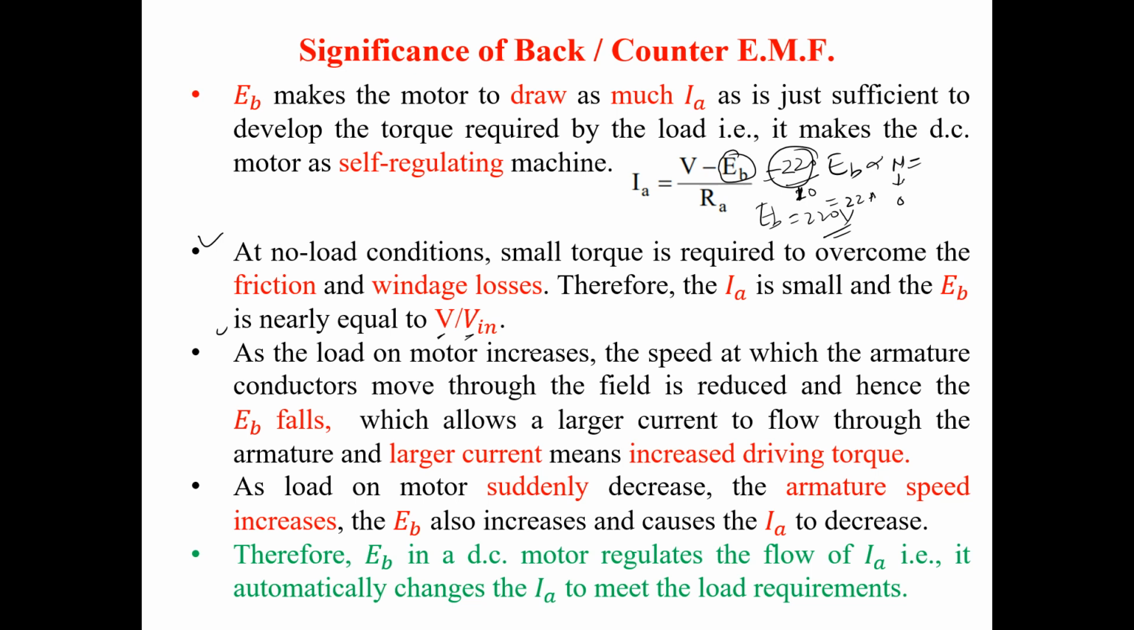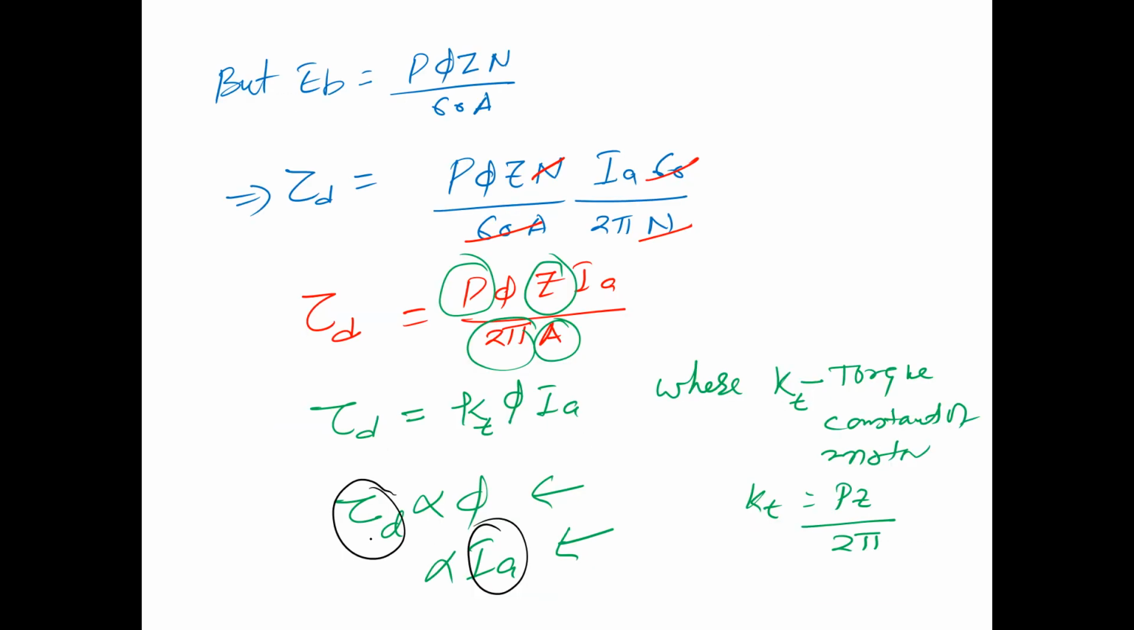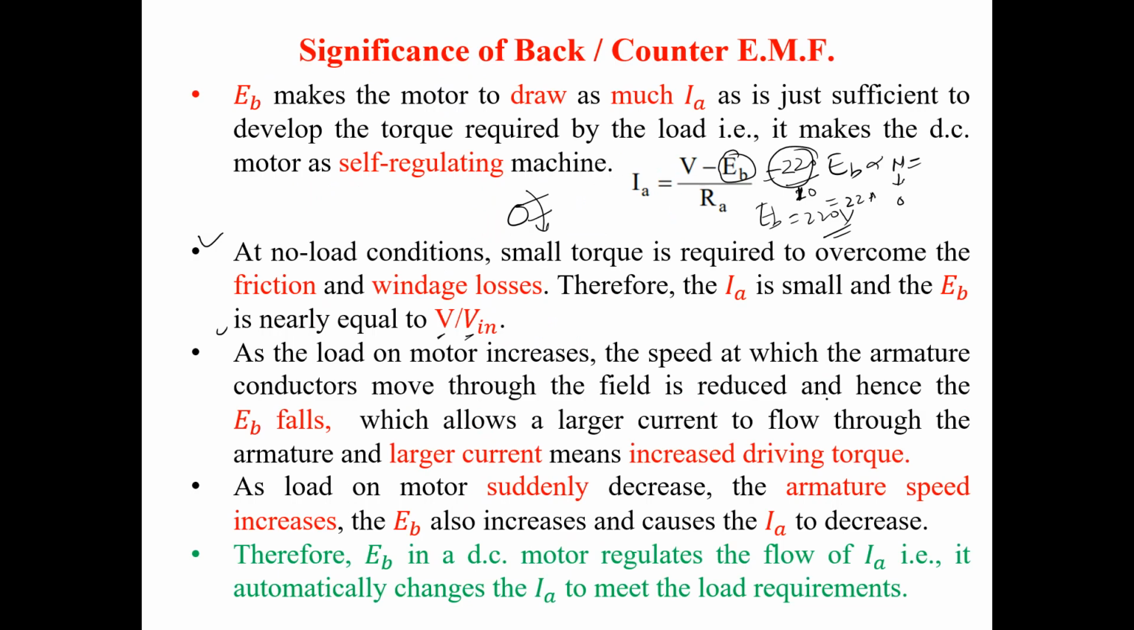But as and when the load increases, the load being that which is on the shaft, the torque requirement is more, because the motor has to overcome more mechanical force. If torque requirement is more, then the armature current is more, according to this equation. If armature current is more, EB is reduced, because it directly depends upon EB. EB will reduce, which allows a larger current to flow through the armature, and larger current means increased driving current. If EB decreases, this current will increase.